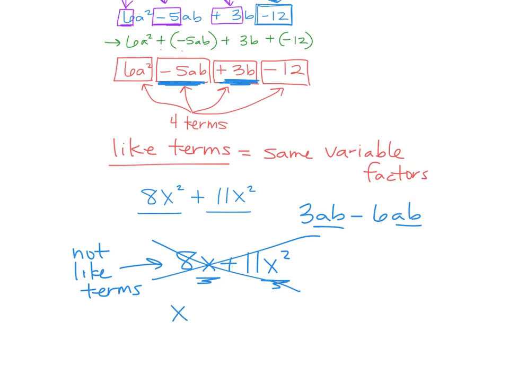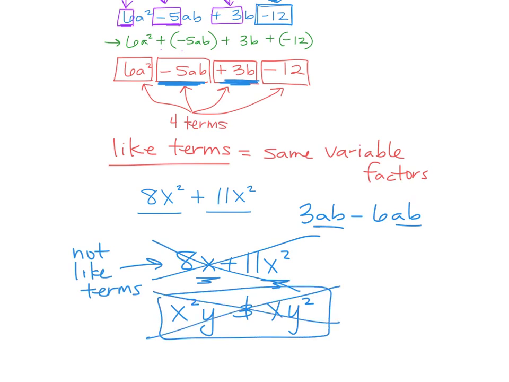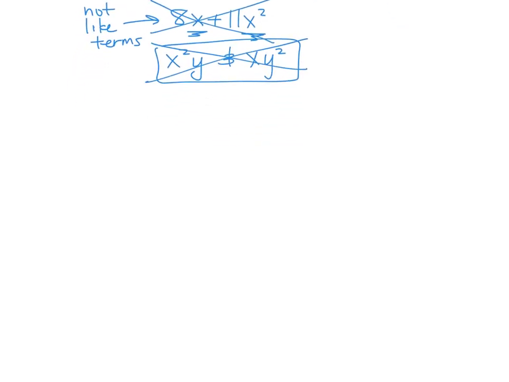Here's another one that you could maybe get confused on. X squared y and xy squared. Those are not the same, right? In one, the y is squared. In one, the x is squared. Will you stop tapping your pen? Thank you. So these are different, okay? That means those are not like terms. Does that make sense? Okay. Let's do a little bit of simplifying with like terms then.